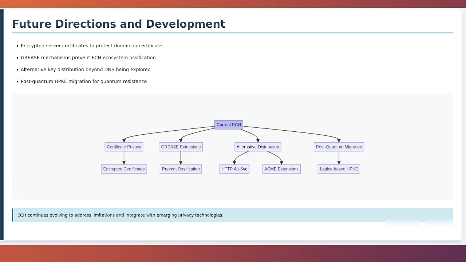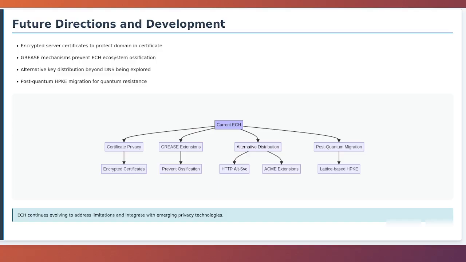Future directions and ongoing development. Encrypted ClientHello represents current best practice for TLS handshake privacy, but research and standardization continue to address limitations and explore enhancements. Understanding ongoing development efforts helps anticipate future changes and improvements to the ECH ecosystem.